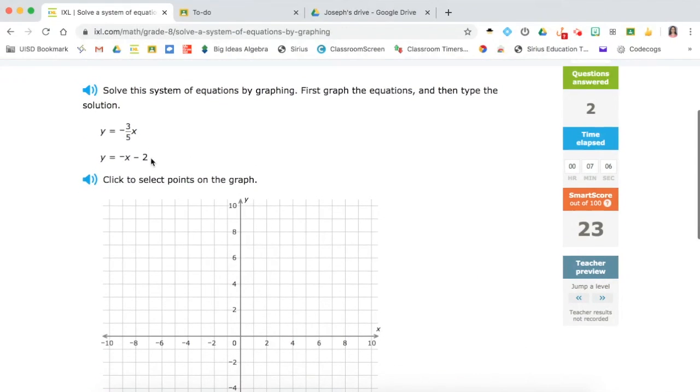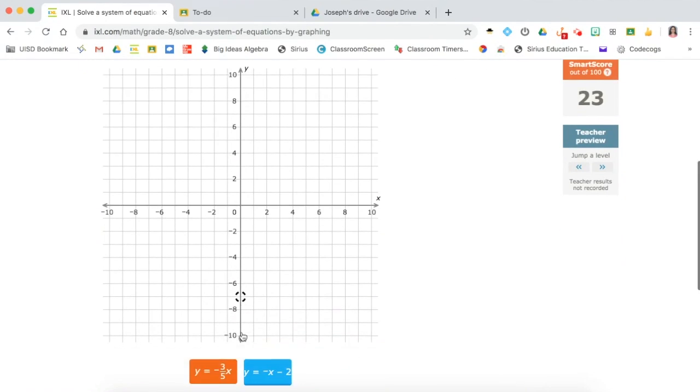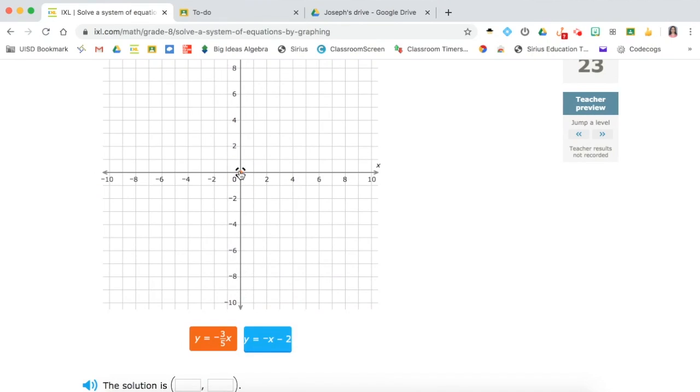Okay, let's try these. Notice how there's no y-intercept, so you're going to start at 0. And then my slope is -3/5. So from 0, I'm going to go down 3. 1, 2, 3. 5 to the right. 1, 2, 3, 4, 5.